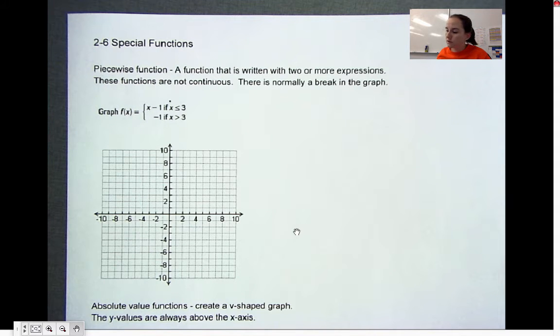This is Chapter 2, Lesson 6. We're going to talk about special functions. One special function is called the piecewise function. And when you hear the word piece, that's exactly what this function is made up of.